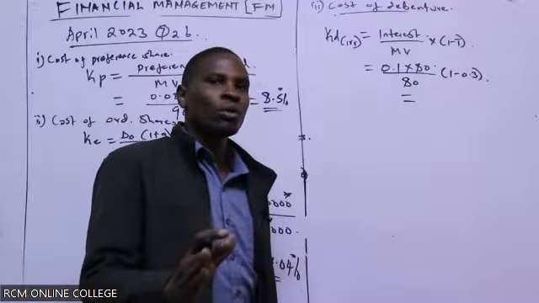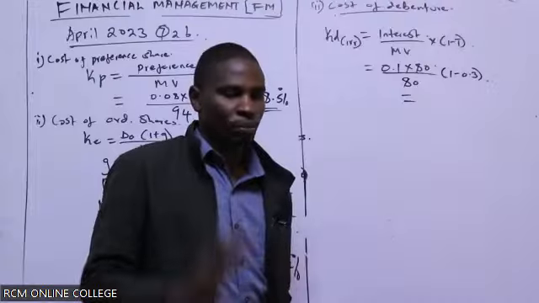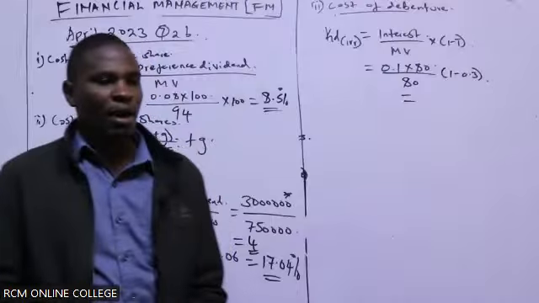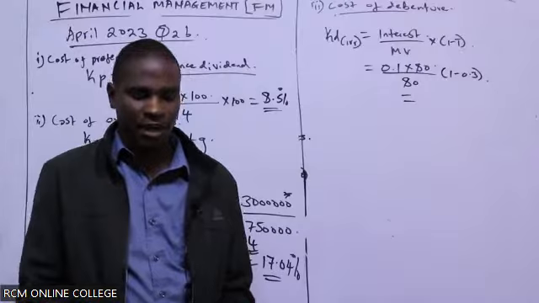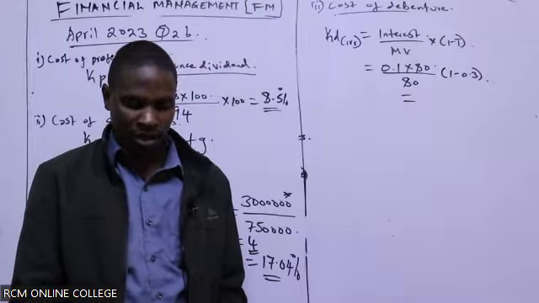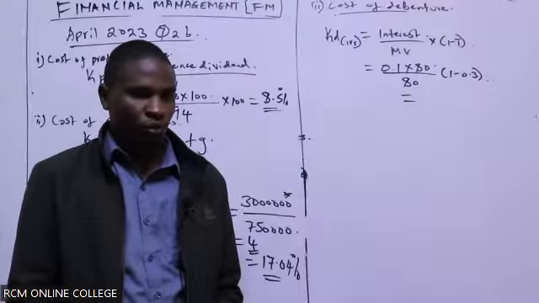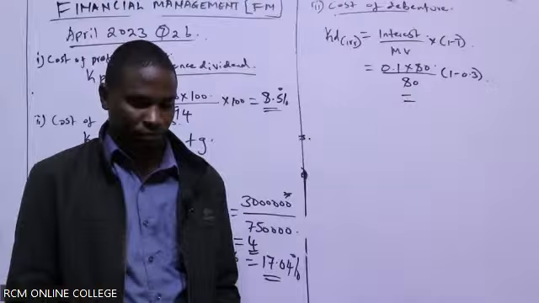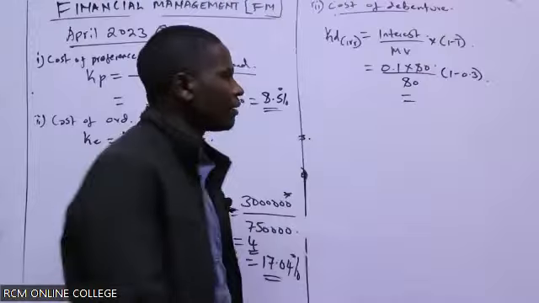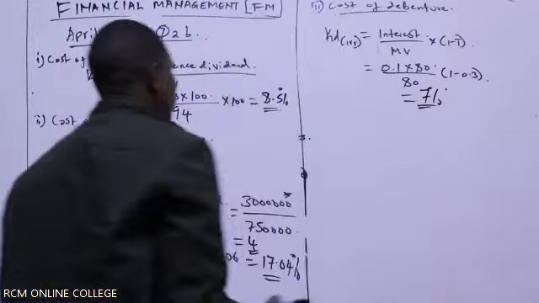Yani hizi vitu tu ni rahisi, unless you want to complicate it. And you can give me my KD as we wind up, as we finish up this. What will be the KD? KD itakuwa ngapi? 7%. Now I have my cost of the 3.